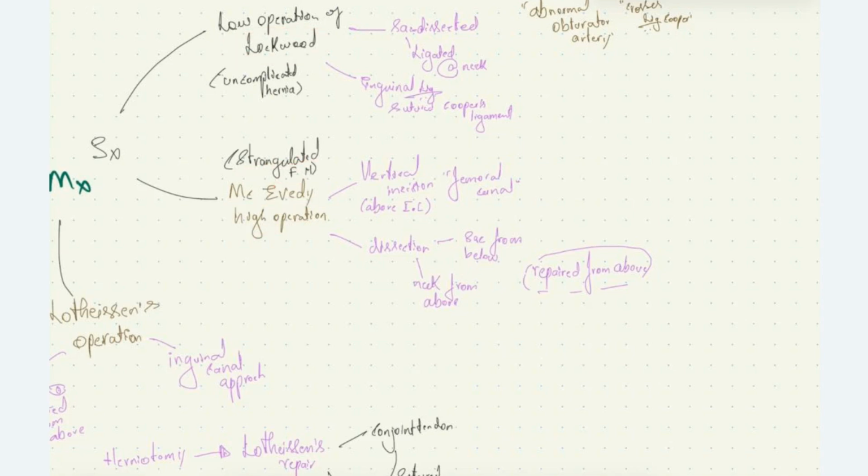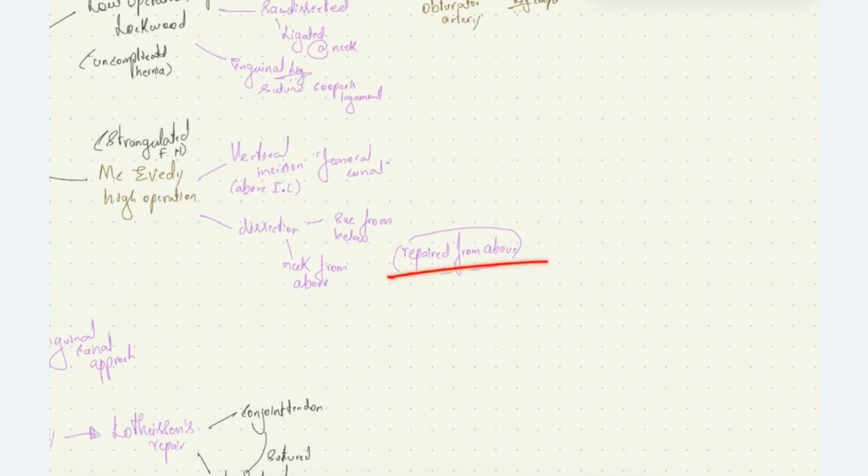In McEvedy's high operation, a vertical incision is placed over the femoral canal. This vertical incision will extend beyond the inguinal ligament. Following this, we dissect the sac from below and the neck from above, meaning the hernial sac is dissected from both above and below, and then this sac is dissected out. And then following this, the defect is repaired from above. This is McEvedy's high operation.